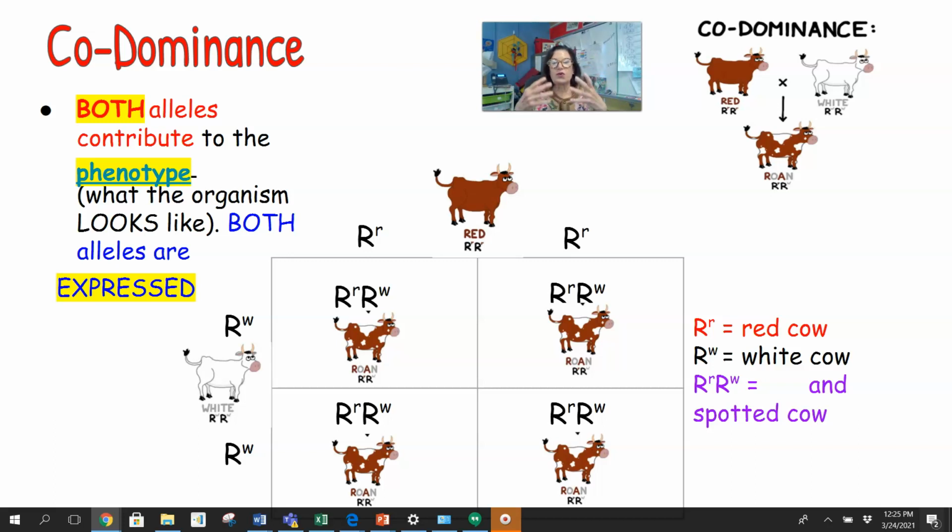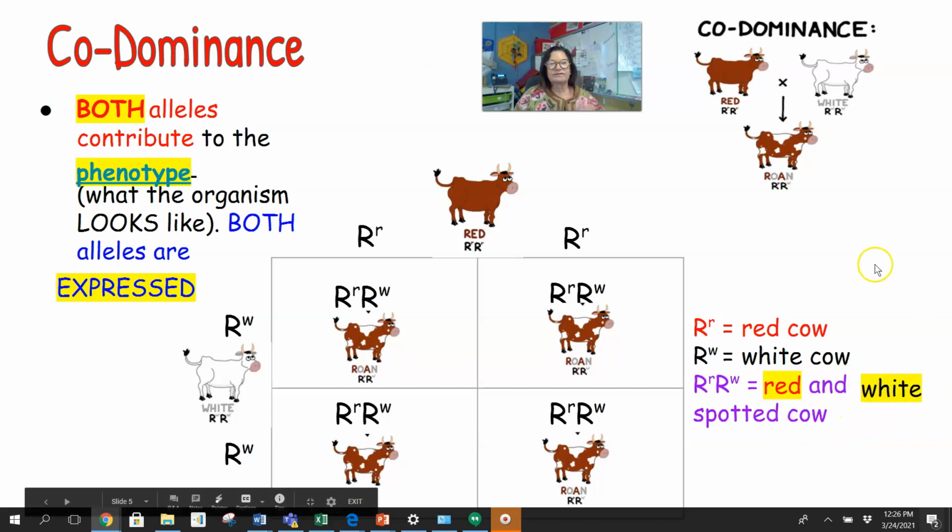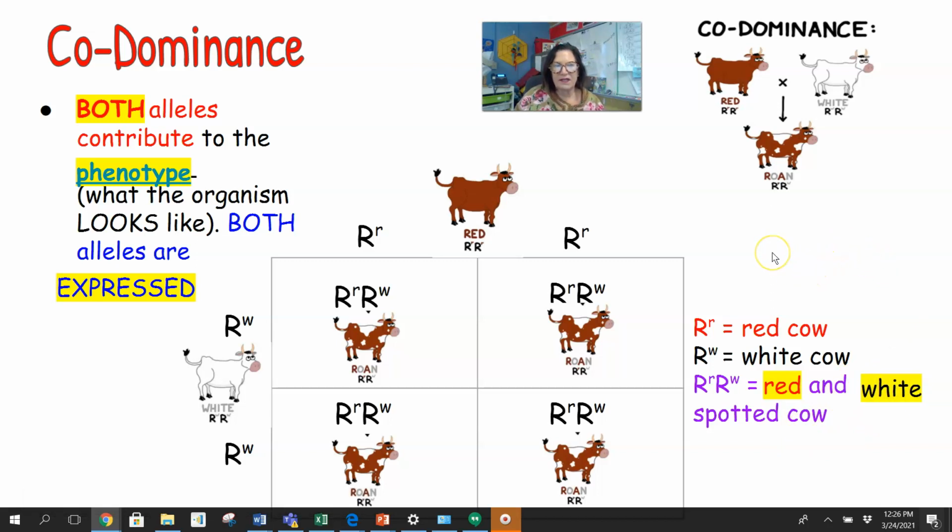So that is codominance. Since this is homozygous and this is homozygous, every one of these squares is going to be the same. So we're going to have 4 spotted red and white cows. So it would be capital R, capital R, W. The little letters are standing for the colors. So we would have red and white spotted cows. And that's it.